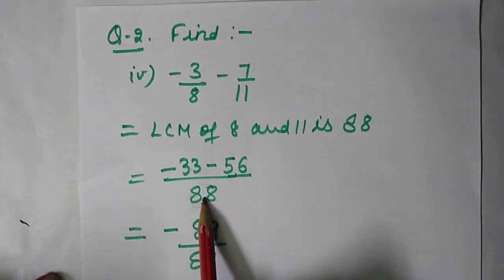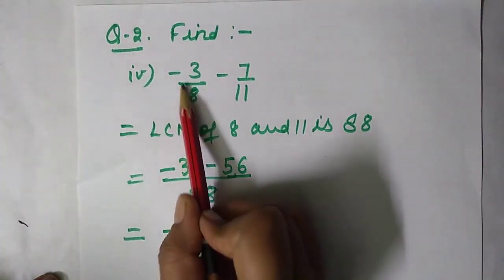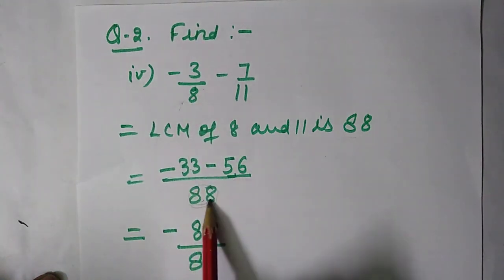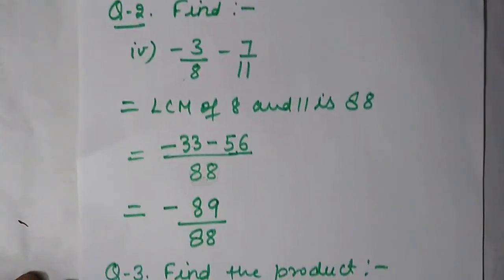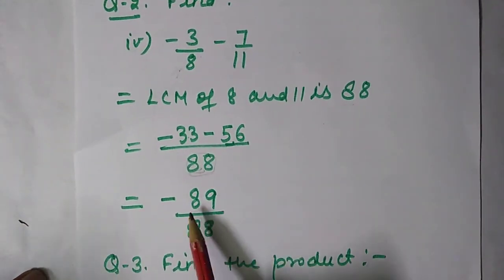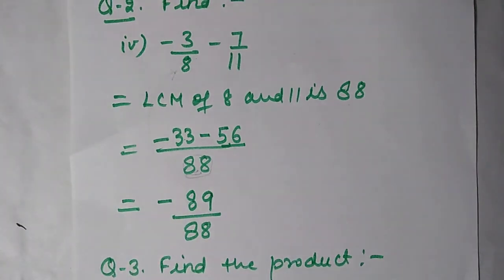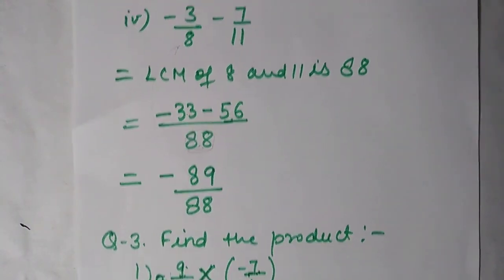This LCM is first divided by the denominator. What comes? 11. 11 is then multiplied by minus 3, so that is minus 33. Here also 8, then 8 into 7 is minus 56. On solving, you will get this. This is how to subtract rational numbers. Same, you take the LCM and then solve.